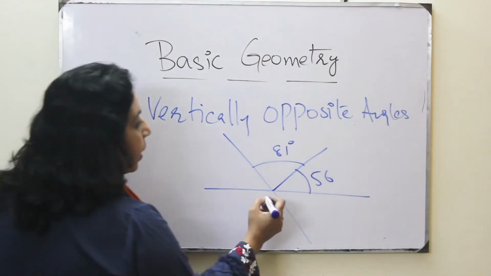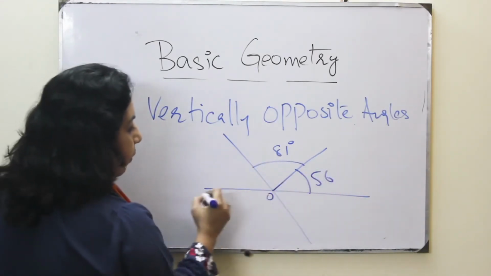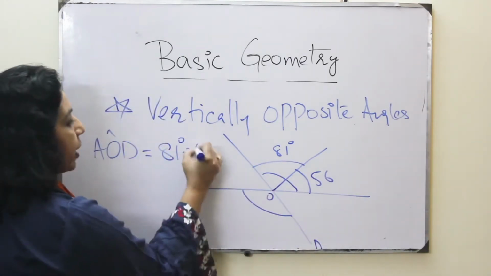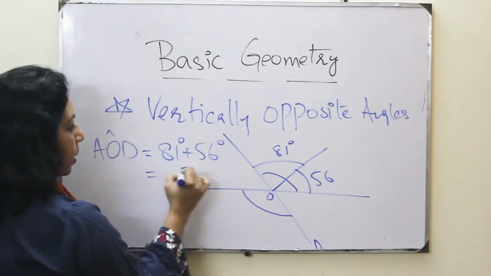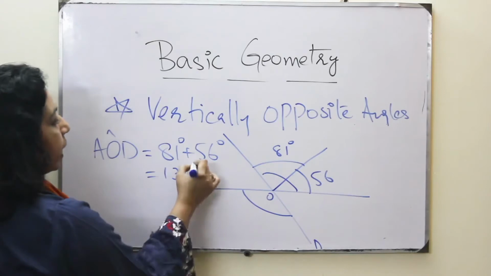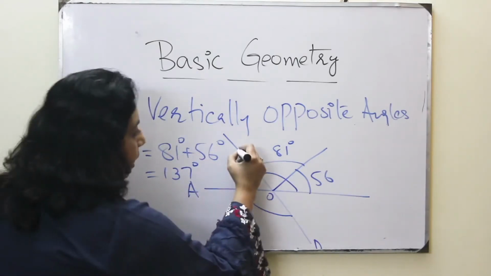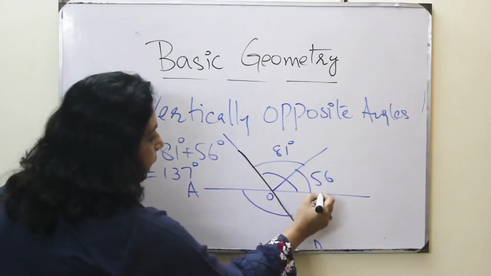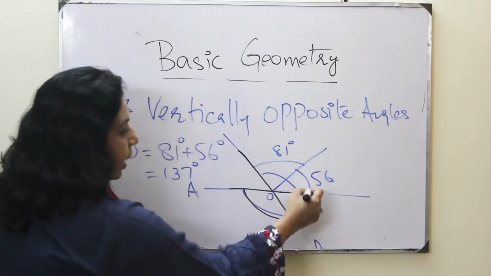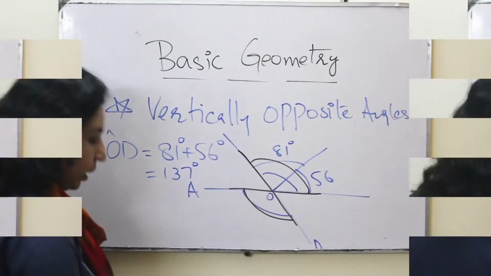For example, in this question, if we have this origin, this is 56, this is 81, and if we have to find, for example, AOD, 81 plus 56, it is 137 degree. So you can also check it like this with your pencil, that these two angles are making vertically opposite with this one. So 81 plus 56 is vertically opposite to AOD.